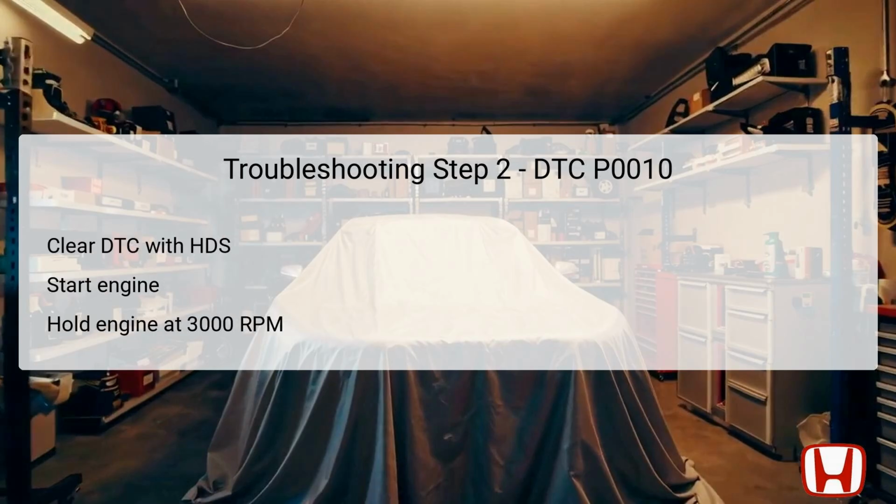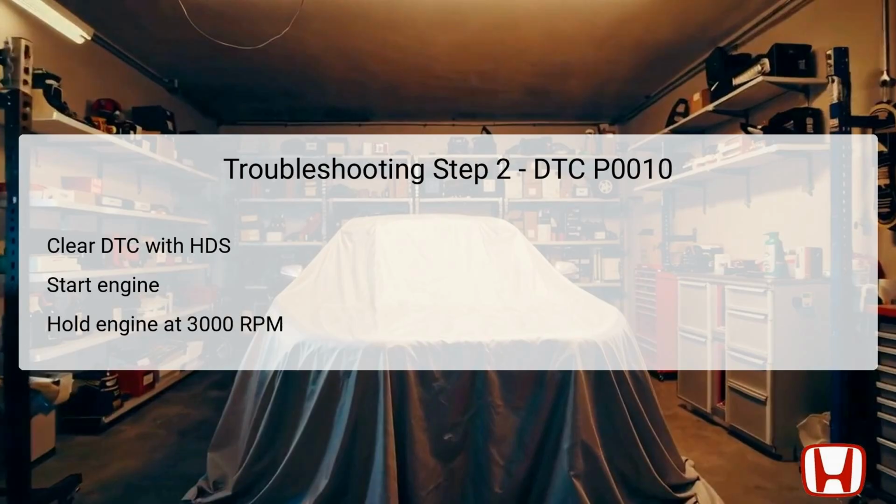Next in the troubleshooting process is to clear the Diagnostic Trouble Code using the Honda Diagnostic System, HDS. After clearing the DTC, start the engine and maintain the engine speed at 3,000 RPM without any load on the system. For automatic transmissions, ensure the gear is positioned in park or neutral, while for manual transmissions, it should be in neutral.